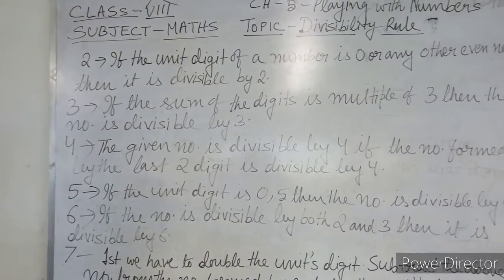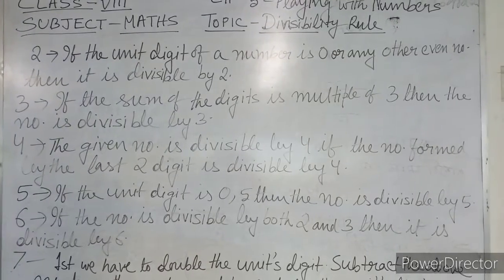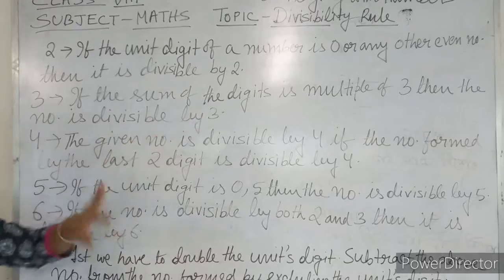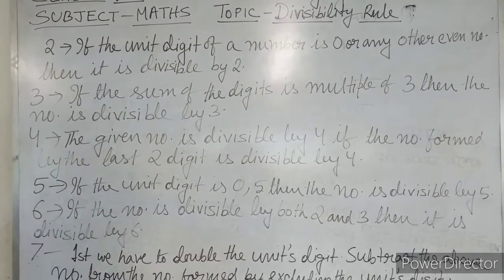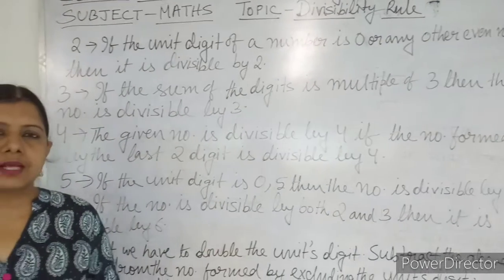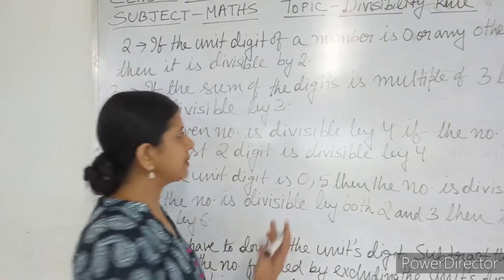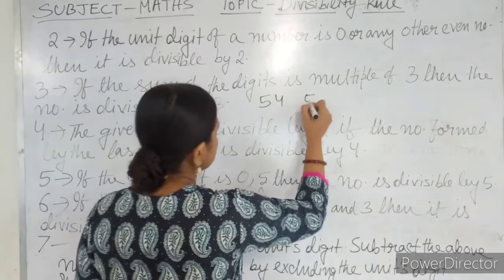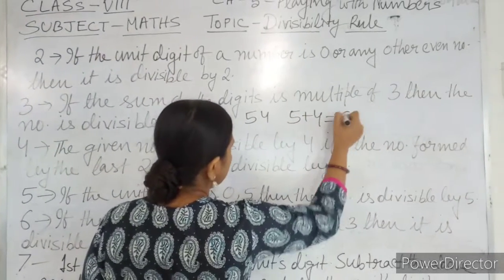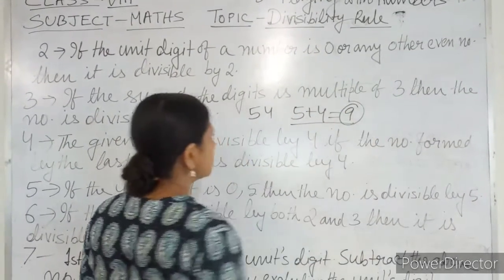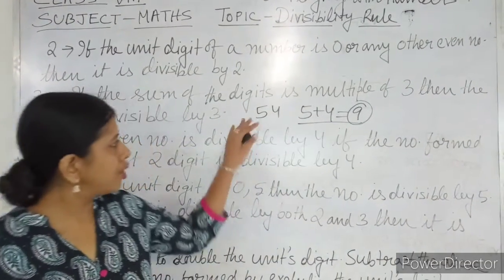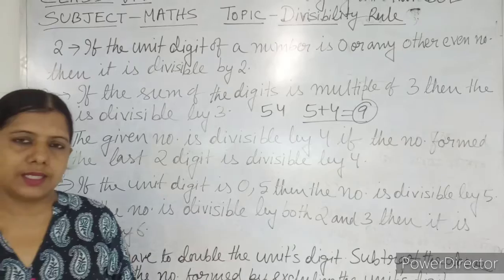Second one is the divisibility rule of 3. This also you know from the junior classes. If the sum of the digits is a multiple of 3, then the number is divisible by 3. Sum of the digits means, suppose I am taking a number 54. So 5 plus 4, the answer is 9. 9 is divisible by 3, or 9 is a multiple of 3. So 54 is divisible by 3.